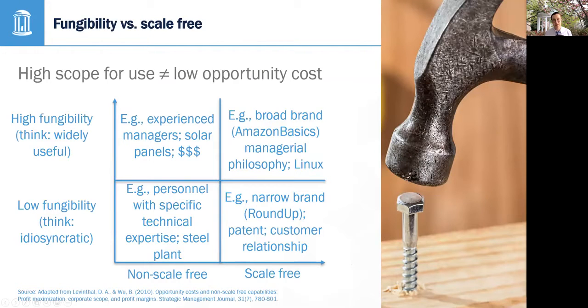The next concept I wanted to cover in this section is resource fungibility versus scale-free resources. The key issue to keep in mind here is that fungibility has nothing to do with opportunity cost. Opportunity cost is defined by whether or not the resource is scale-free.